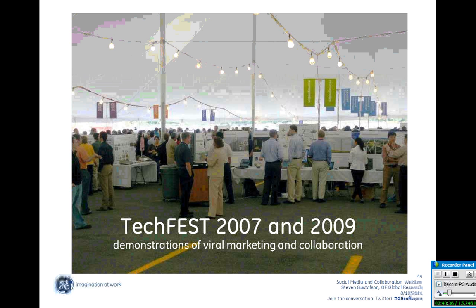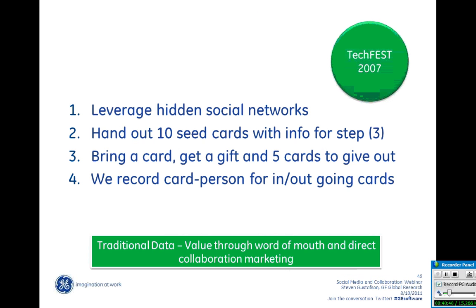So in 2007 and 2009, the projects that I was involved with, we wanted to demonstrate the work that we were doing. And so in 2007, we did something cool with viral marketing. In 2009, we did something really interesting with social networking and collaboration. So in 2007, at that time we were just trying to understand how viral marketing and social networks really work. And what we wanted to do was conduct what was kind of a traditional viral marketing experiment.